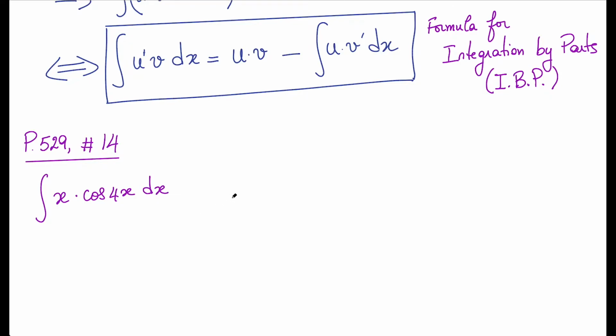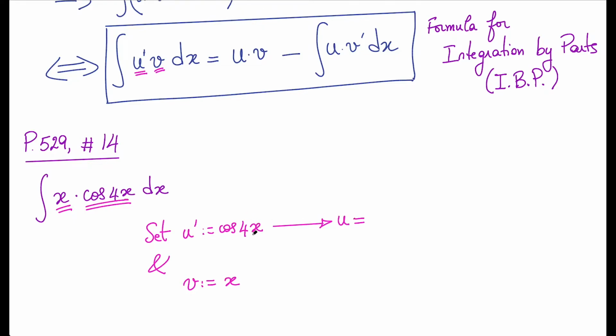Let's try it. So let's set, as we said, u prime to be cosine of 4x, and v to be x. As such, what do you obtain? What is an antiderivative of cosine of 4x? What's a primitive of cosine of 4x?